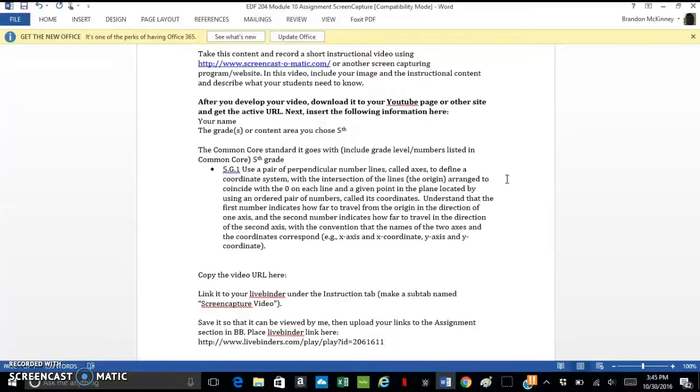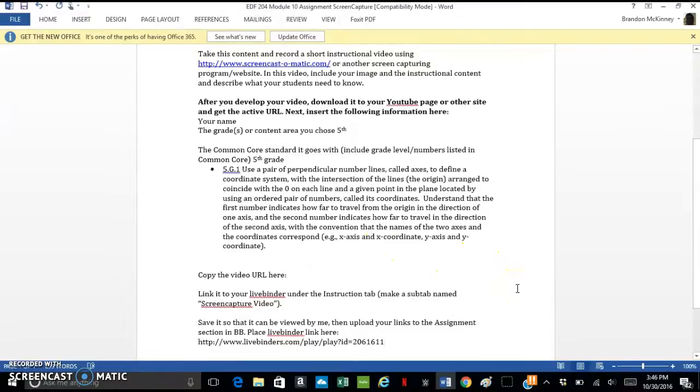It says understand that the first number indicates how far to travel from the origin in the direction of one axis, and the second number indicates how far to travel in the direction of the second axis. So with the convention that the names of the two axes and the coordinates correspond. Example, x-axis and x-coordinate, y-axis and y-coordinate.